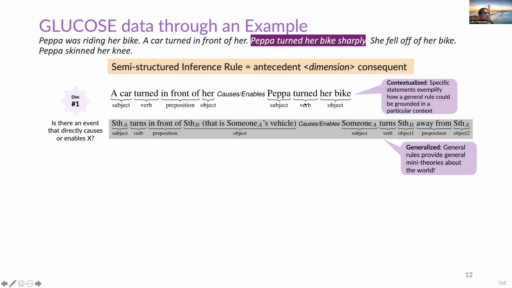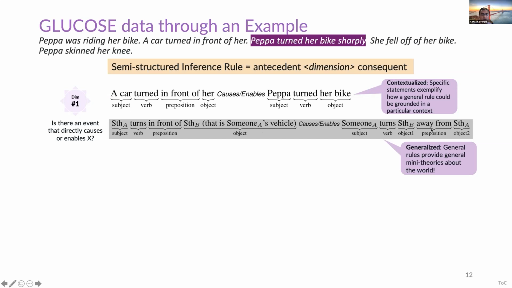In this particular case, for dimension 1, the question is, what event caused Peppa to turn her bike? And someone might say, well, the car turned in front of her is what caused her to turn her bike. So this is a very simple, semi-structured causal rule, because you have this syntactic information, for this dimension in the context of this story. So this is a contextualized and very specific rule. At the same time, we're also collecting general rules. We want to go beyond the specific entities in this particular rule, like car and Peppa and bike, and we want something slightly more general, like if something turns in front of something that's a vehicle, then maybe that causes someone to turn away from it.